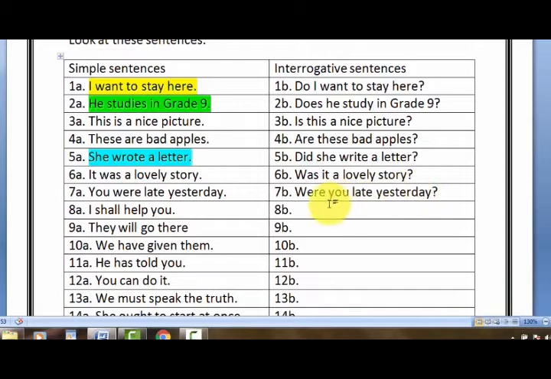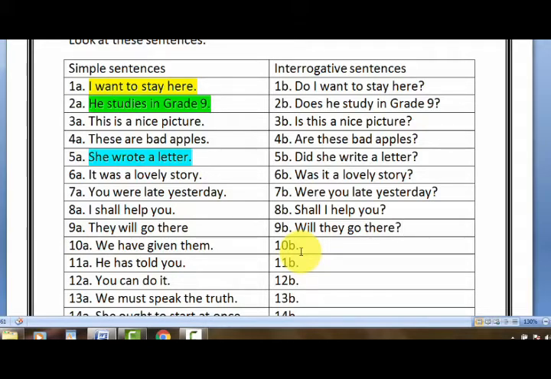Yes, I shall help you. So shall I help you? Put your question mark there. They will go there. Will they go there? Don't forget your question mark.